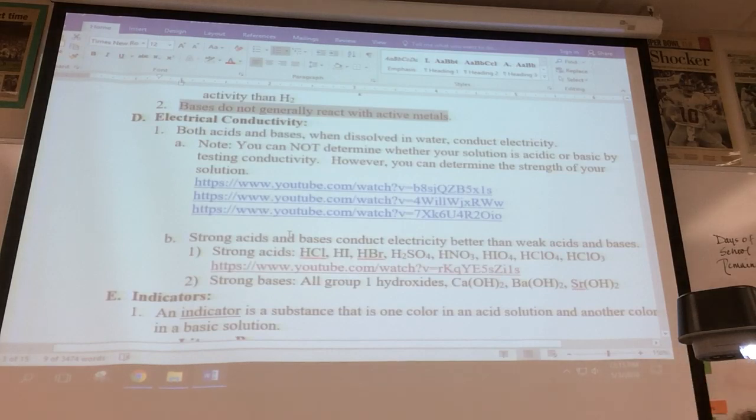Both acids and bases, when dissolved in water, do conduct electricity. So you will know a solution is either acidic or basic by doing a conductivity test. You can look at the strength of your solution, but you can't tell an acid from a base by conductivity.